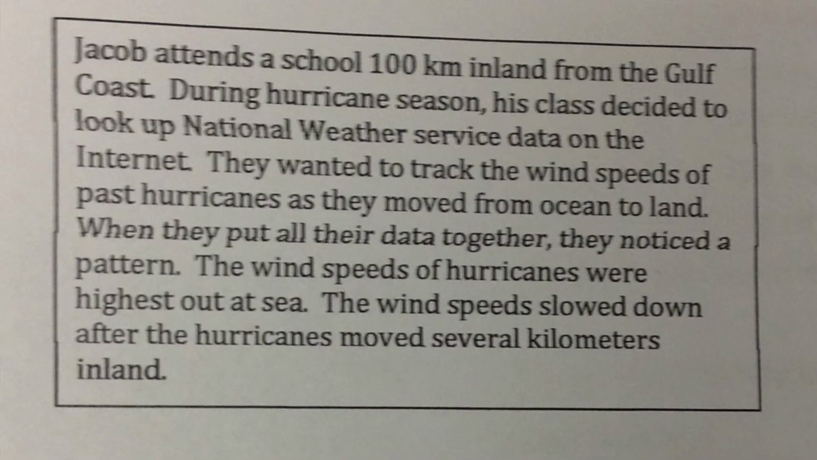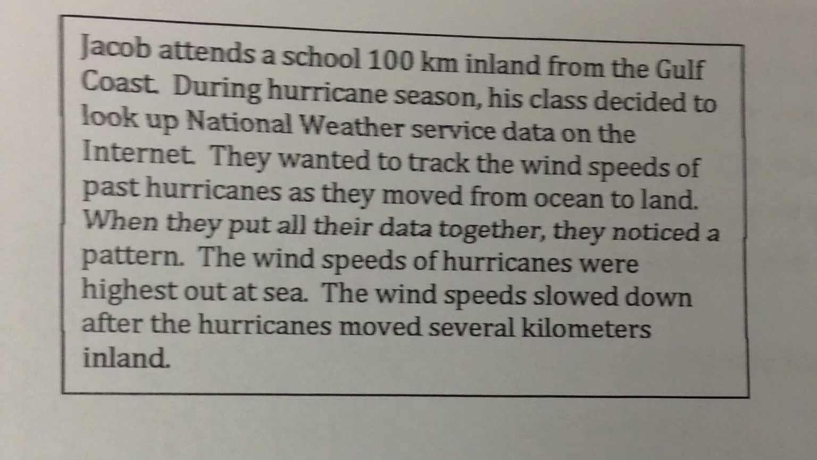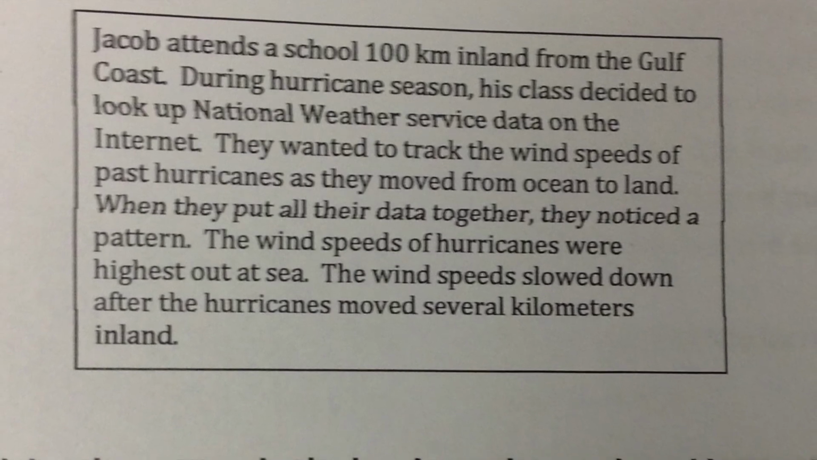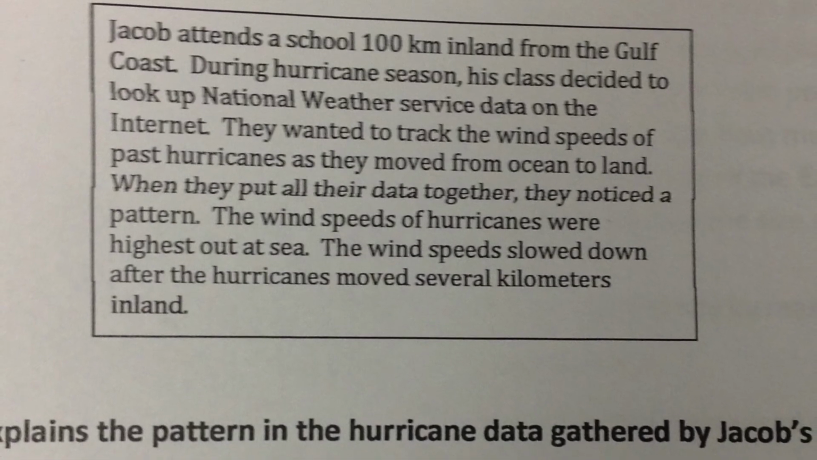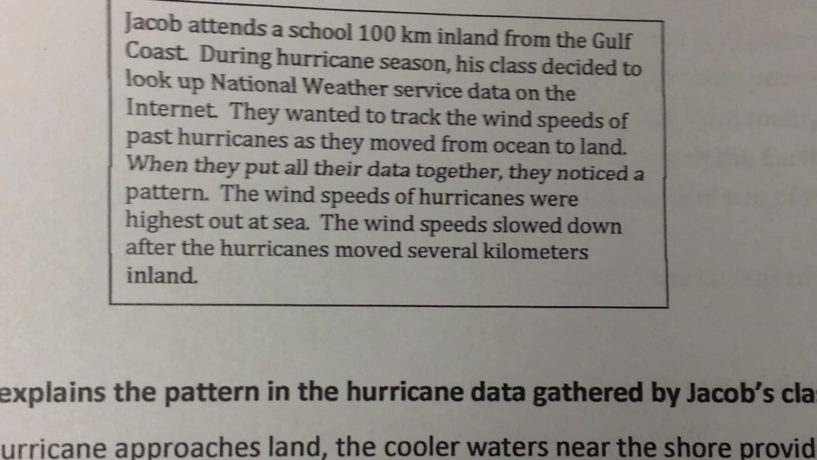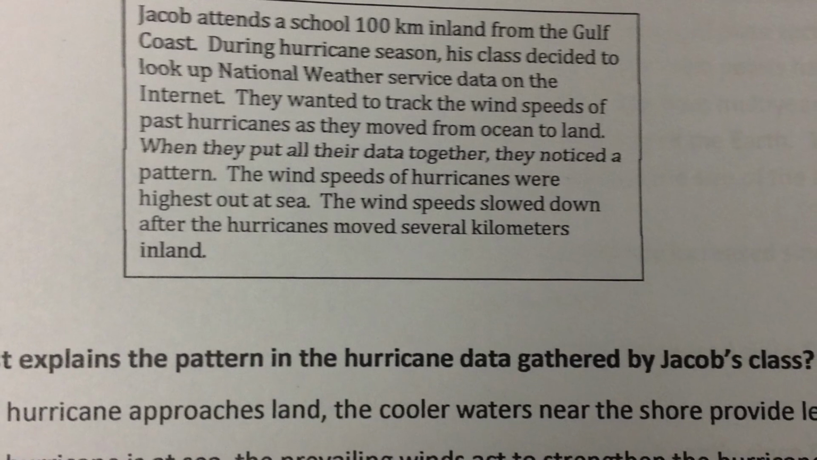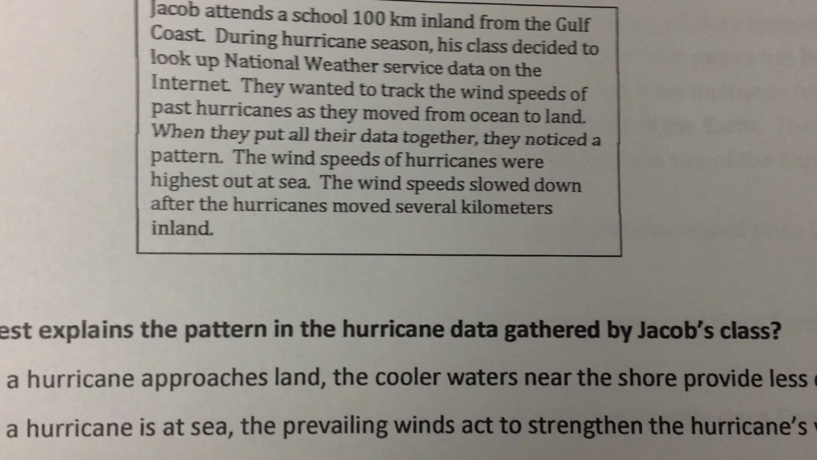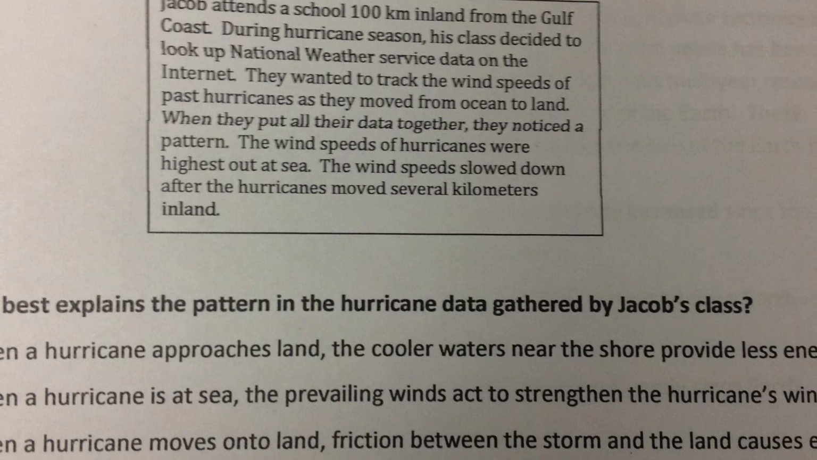Number 23. Jacob attends a school 100 kilometers inland from the Gulf Coast. During hurricane season, his class decided to look up National Weather Service data on the internet. They wanted to track the wind speeds of past hurricanes as they move from ocean to land. When they put all their data together, they noticed a pattern. The wind speeds of hurricanes were highest out at sea. The wind speeds slowed down after the hurricanes moved several kilometers inland. Which best explains the pattern in the hurricane data gathered by Jacob's class?